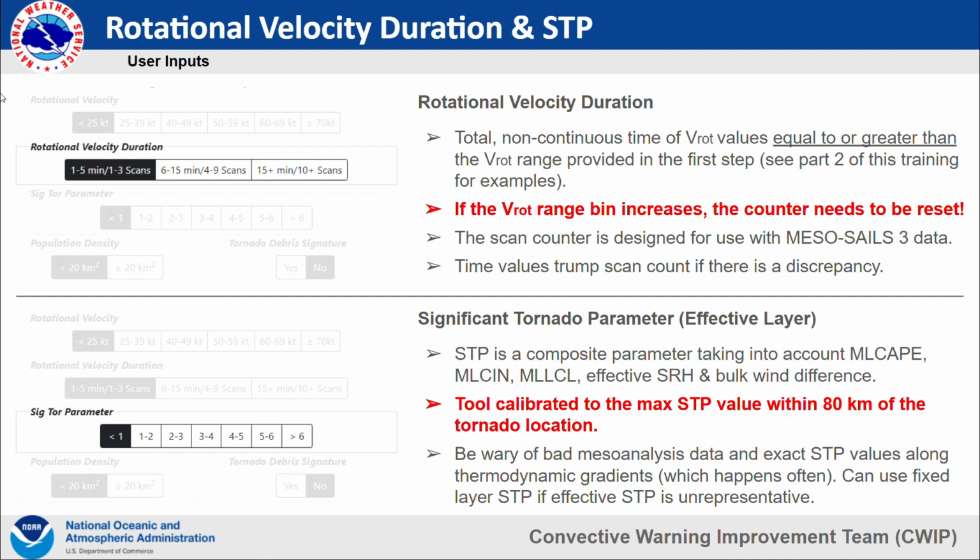And if the VROT range band increases, so if we go from, say, 45 knots to 65 knots, this counter will need to be reset as it's only applicable to the range that you've selected up here at the top. Now you'll notice there's both a temporal counter aspect and a scan counter aspect to that selector. And the scan counter part was designed to be used with Mesoscale 3 data. So if you're using anything less than that, you'll probably start noticing a discrepancy creep up. And if that happens, the time part of the selector trumps the scan count if, again, any discrepancy builds up.